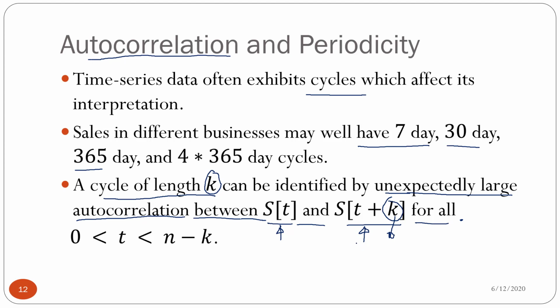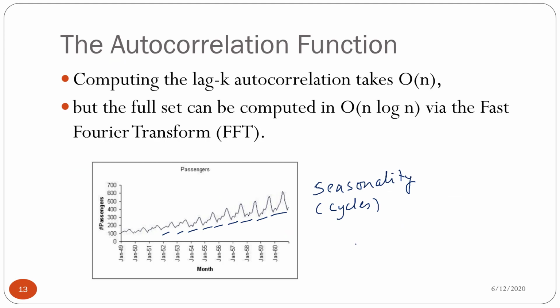I hope these things are making sense. All right. So, autocorrelation is an expensive process, but fortunately for us, we have some algorithms based on the fast Fourier transform. Using that, it becomes very efficient.